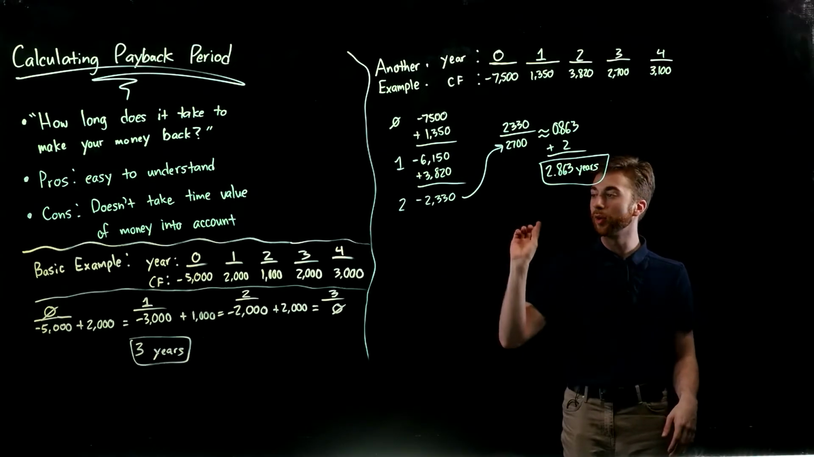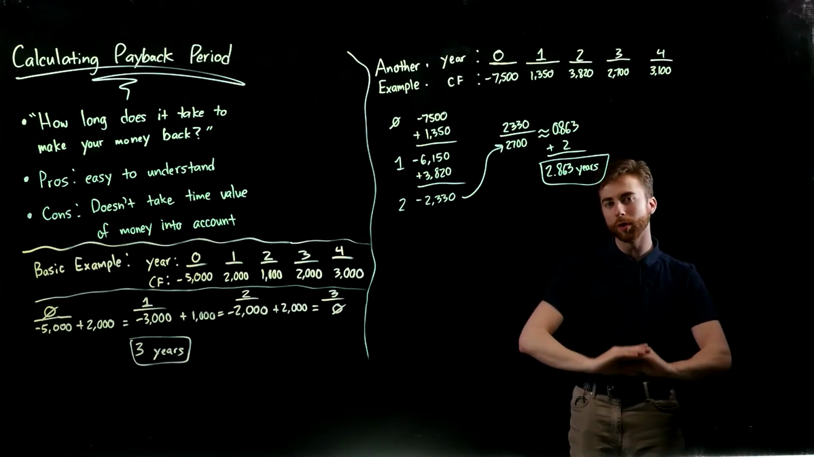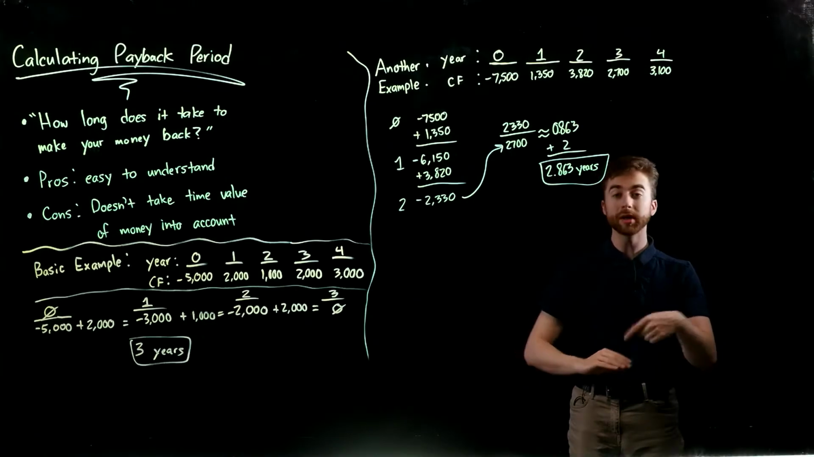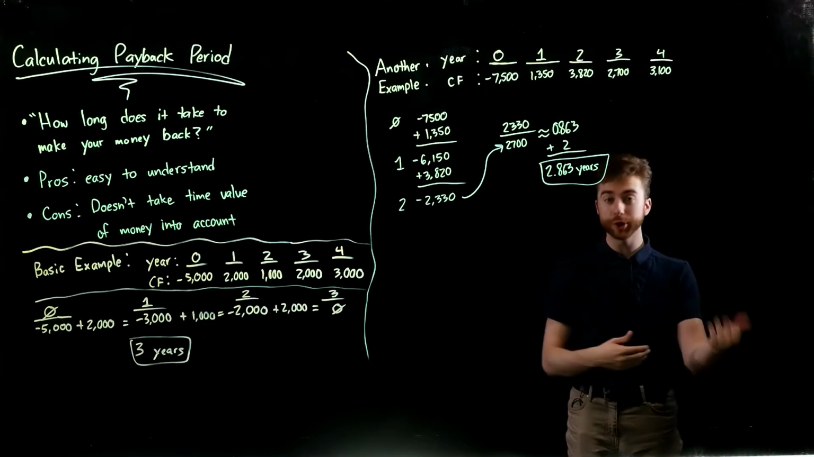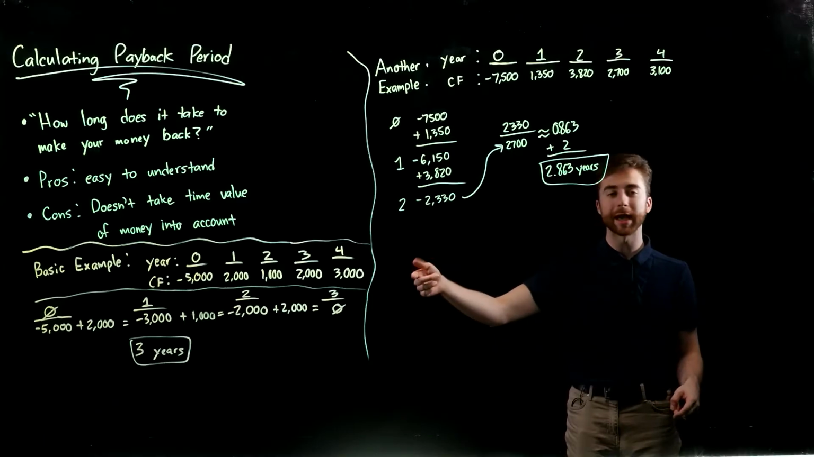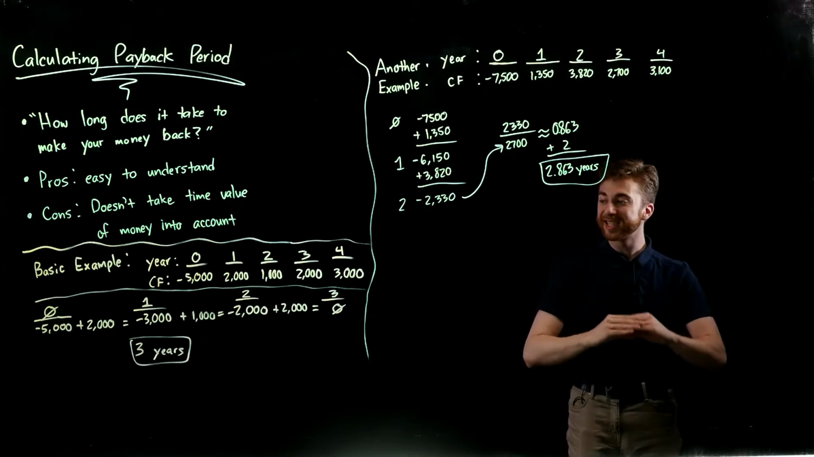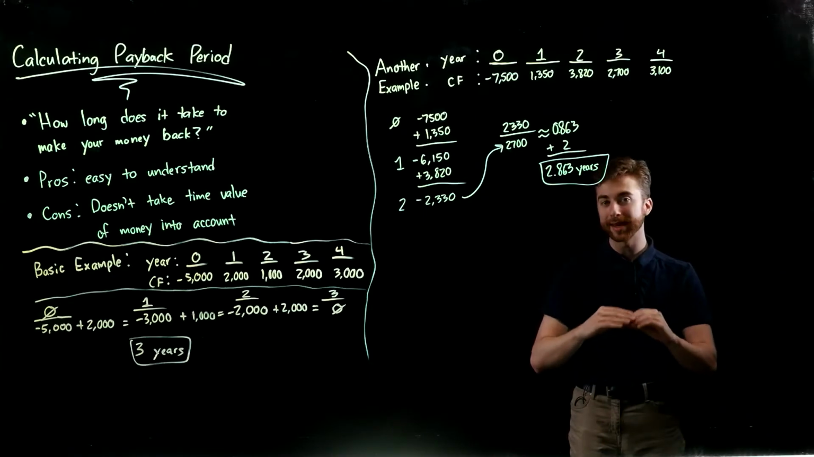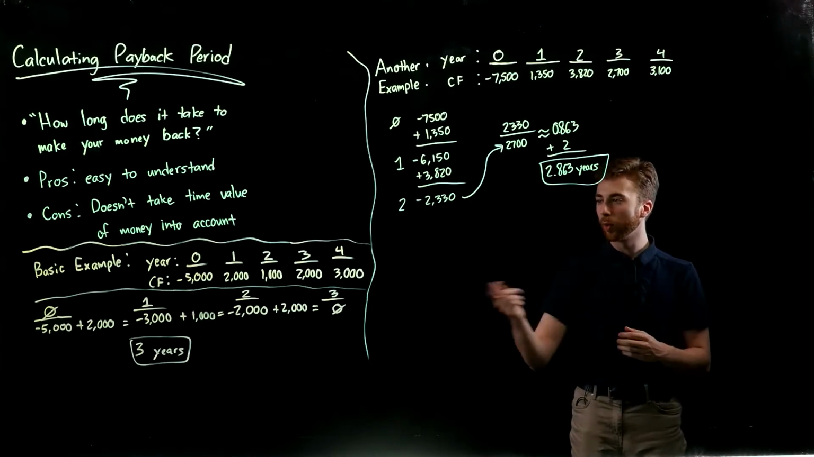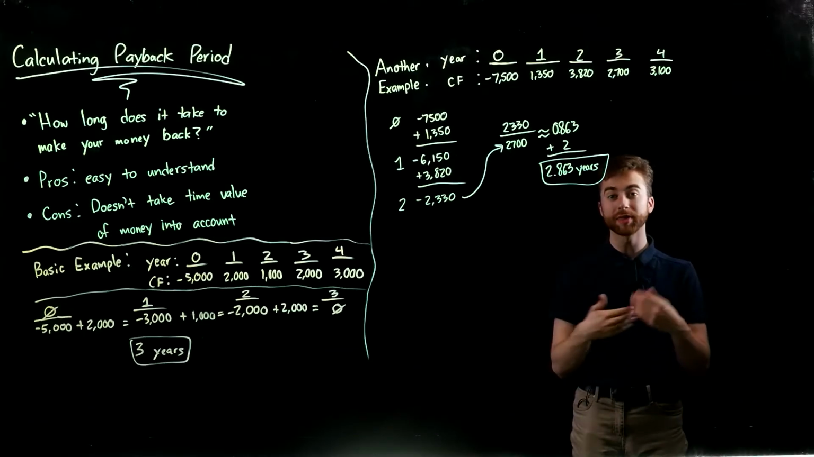At year 0, I'm sitting in the hole at negative $5,000. Well, 1 year goes by and I earn another $2,000. So I add $2,000 to the negative $5,000, and now as of year 1, I'm sitting in the hole of $3,000. I'm at negative 3 instead of negative 5. Well, another year goes by and I earn $1,000.